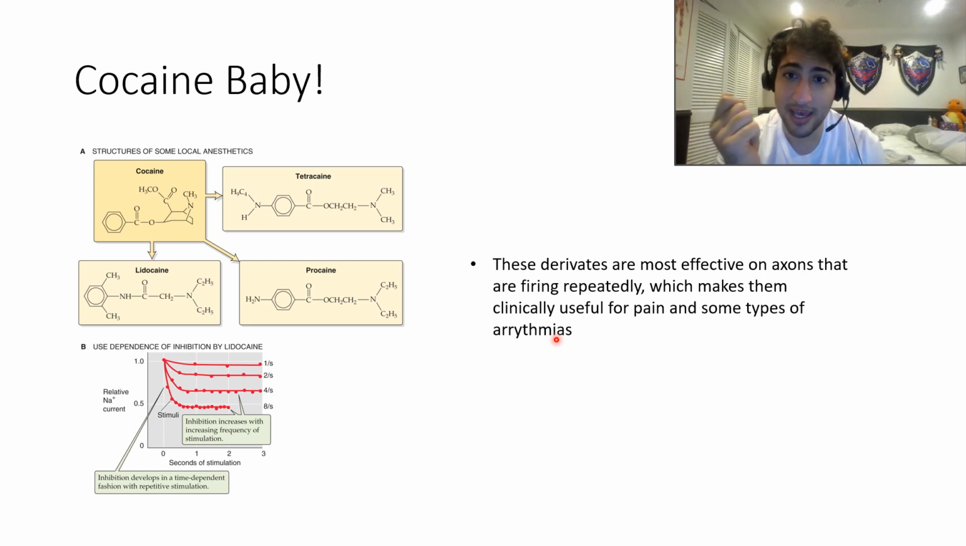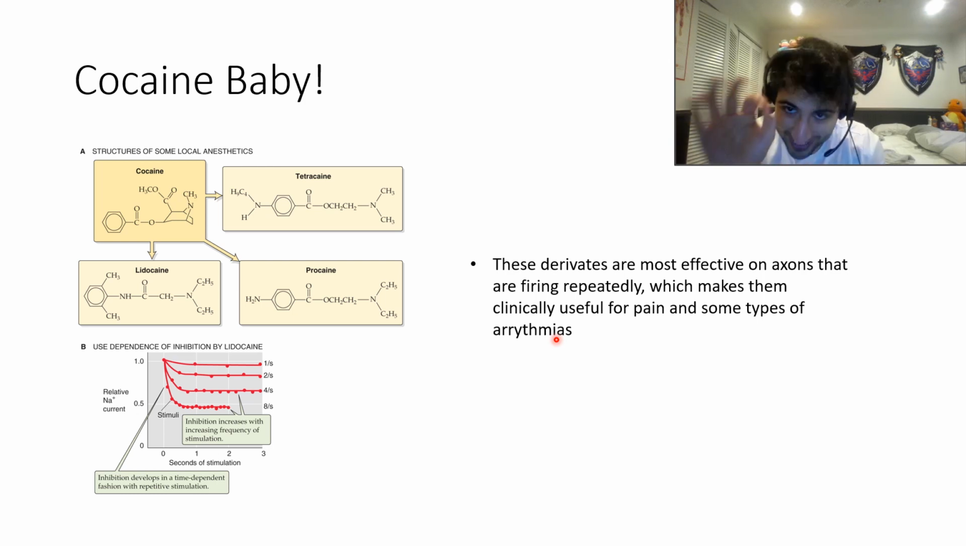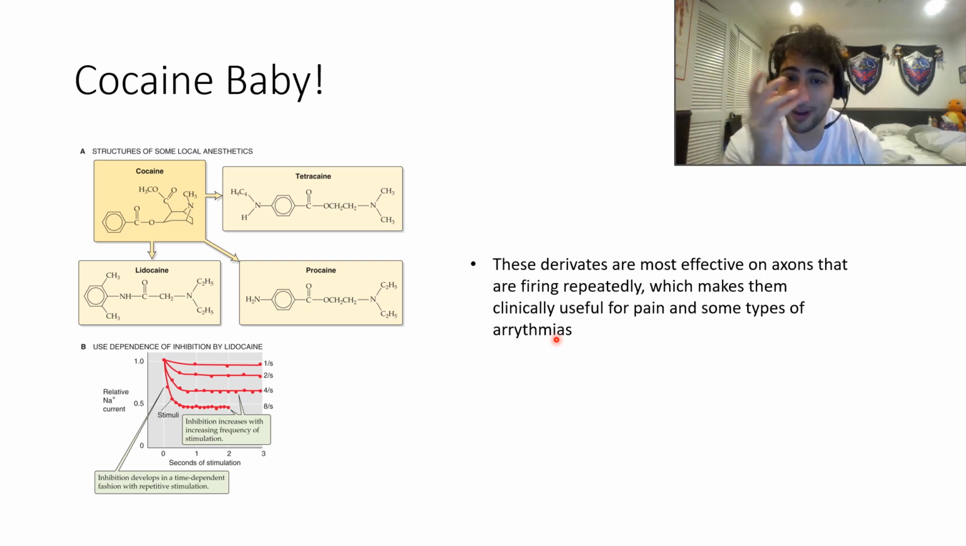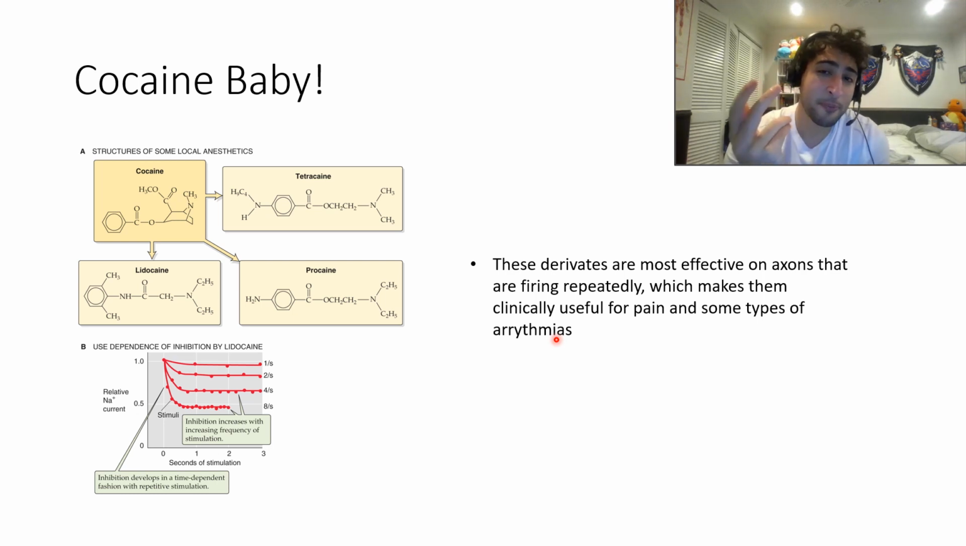By using lidocaine, you can block the arrhythmia by selectively preventing that one action potential that's been firing, and that also makes it useful for pain because pain involves rapid firing. So that's why we use them topically. That's why we use them for arrhythmias.